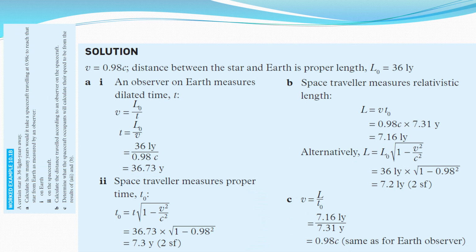So let's have a look. So what do we know? The velocity is 0.98 the speed of light. The distance between Earth and the star is this proper length, 36 light years. So A, a little question over the side here to remind yourself, how many years would it take the spacecraft on Earth? So an observer on Earth will measure the dilated time, like you need two clocks, one at the start and one at the end, so you measure the dilated time. And we've got a nice little formula that we use there. Velocity is the proper length divided by the time, which will be 36.73 light years.